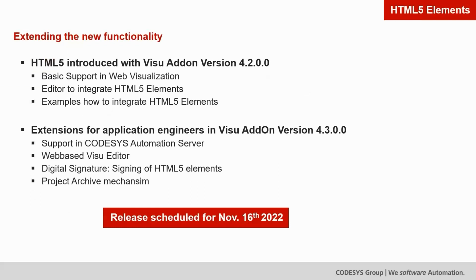So that's the basic support. And with the next version, which will release in November 2022, we plan to extend that support by the support in the automation server. We will release a web-based visual editor. We will provide a digital signature for HTML5 elements, and we support to transport HTML5 elements in the project archive.